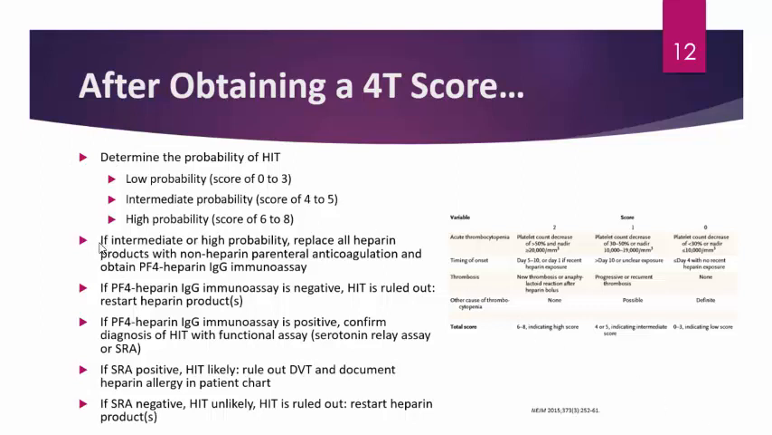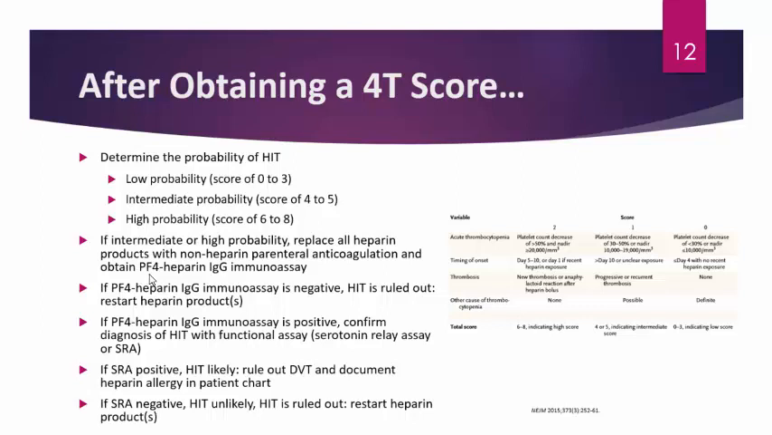If your patient has an intermediate or high probability of HIT as defined by the scores above, at that point you will want to replace all heparin products with non-heparin parenteral anticoagulation, which we'll discuss in a moment, and obtain a PF4 heparin IgG immunoassay. So essentially this score here is very cheap and essentially free, other than the fact that you'll be using your expertise and you can obviously potentially charge for that depending on where you're at. Once you get this immunoassay, then essentially the charges start to rack up.